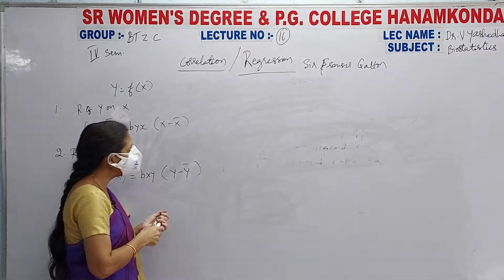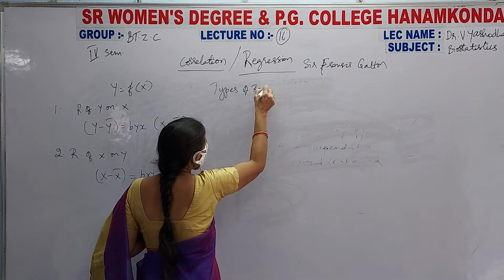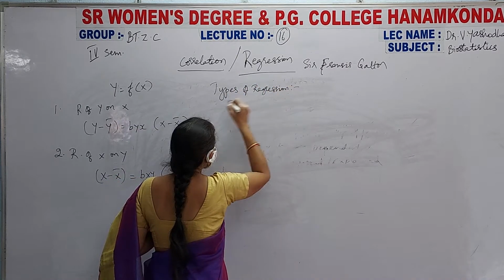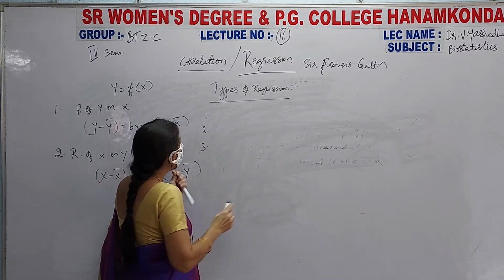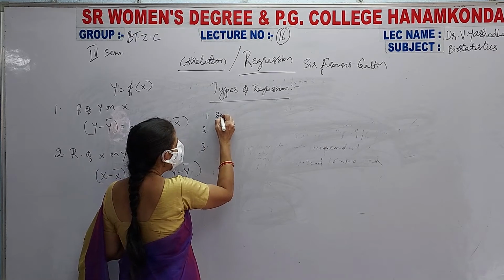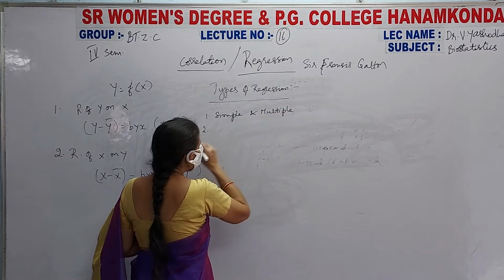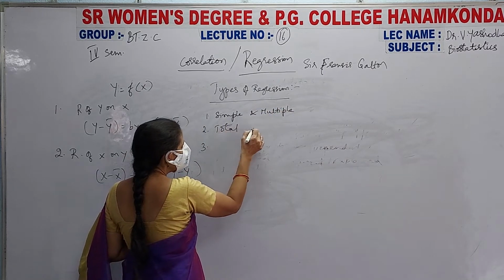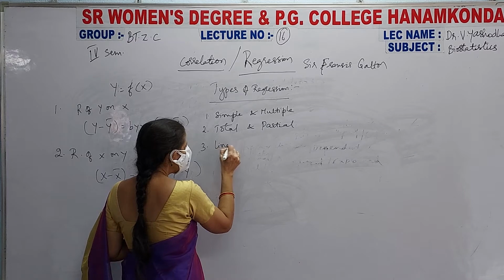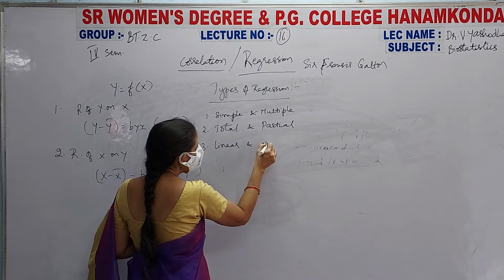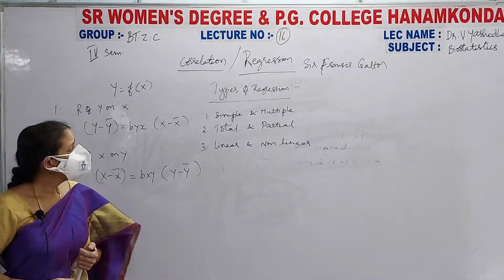Now, the types of regression. Let us go for types of regression. What are the types of regression? There are three types of regression. The first one is simple and multiple. The next one is total and partial, or partial and total. The next one is linear and non-linear. These are the three different types of regressions.